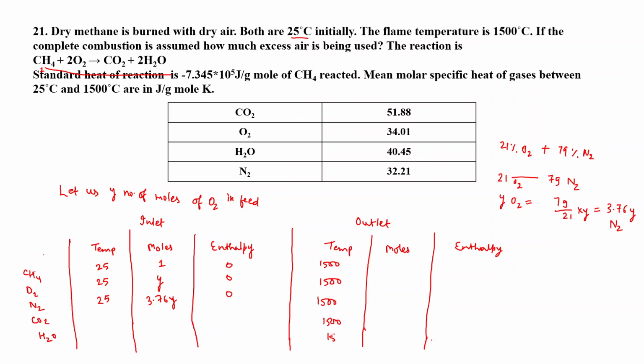The outlet has all the products and leftover reactants. Moles left of methane in the outlet is zero, as we can see there is no methane in the product. Moles left of oxygen is Y minus 2, because for 1 mole of methane consumed, 2 moles of oxygen are used. Nitrogen is unreacted, so it will remain the same. 1 mole of carbon dioxide is formed from 1 mole of methane, and 2 moles of steam.